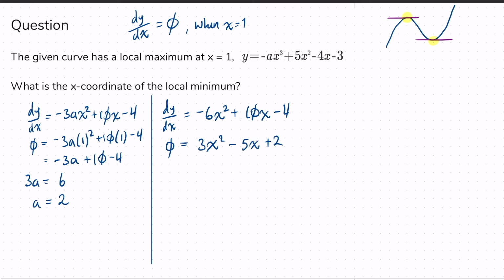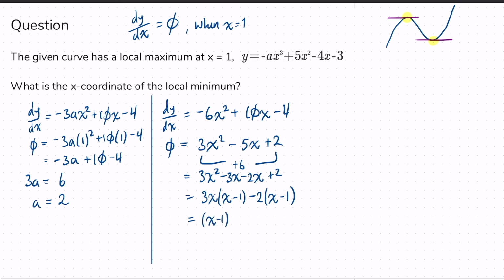Now I have to split this middle value, and I multiply a and c together and get positive 6. And I'm trying to find factors of positive 6 that sum to negative 5, which are negative 3 and negative 2. And that's how I split that, which allows me to factorize. 3x goes into this x minus 1 times, and then negative 2 goes into this x minus 1 times. x minus 1 is a common factor, leaving me with 3x minus 2 equal to 0. So with this one here, x is equal to positive 1. With this one, x is equal to 2 over 3.